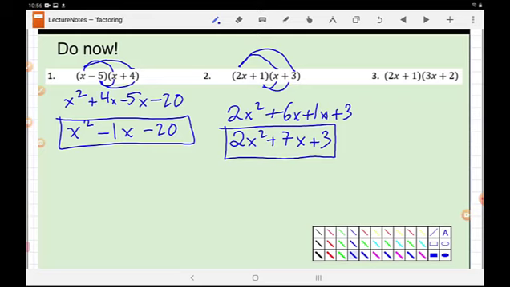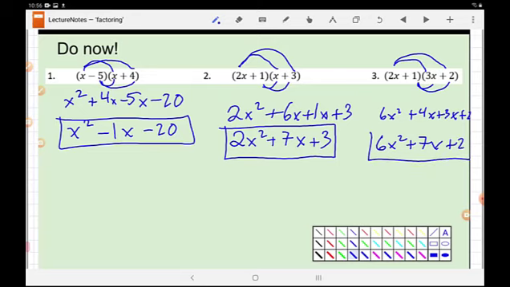And the last one, let's crank this out real quick. 6x squared plus 4x plus 3x and plus 2. So 6x squared plus 7x plus 2. Alright, that wasn't too bad. Nice easy warm-up for us.